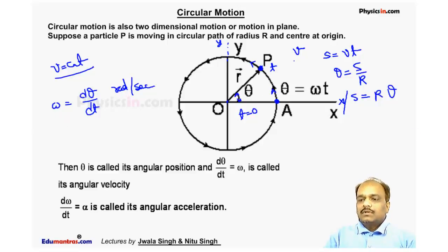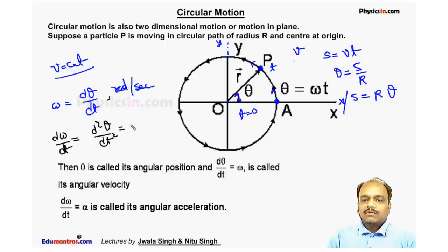Now, the rate of change of omega, d omega by dt, is equal to d square theta by dt square, and that is called angular acceleration, and it is expressed in radian per second square. So d omega by dt is called angular acceleration, and it is represented by alpha.